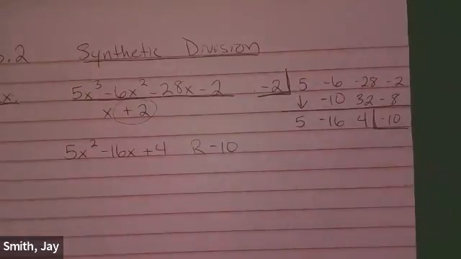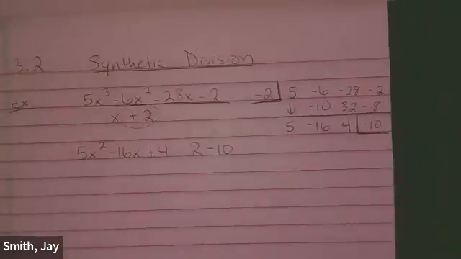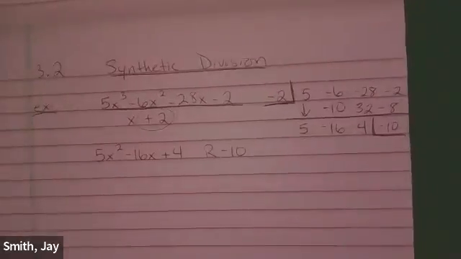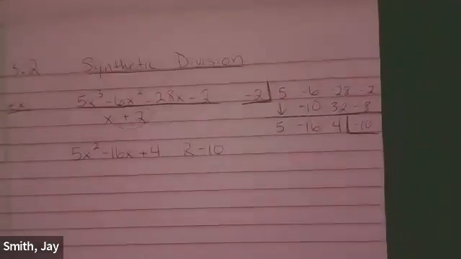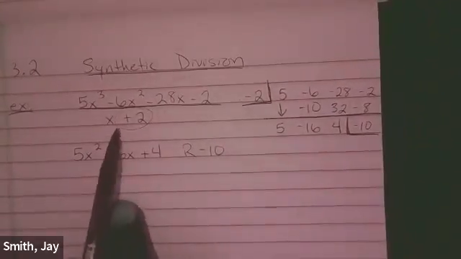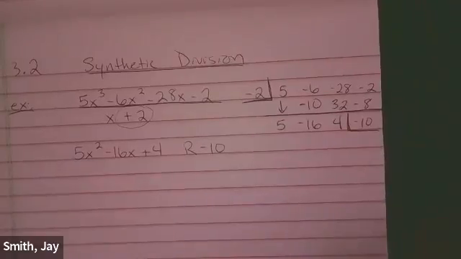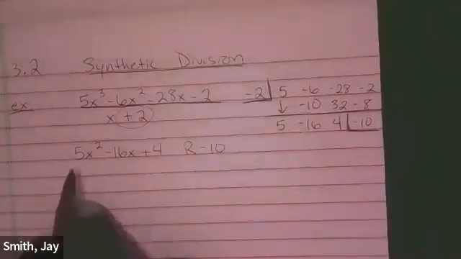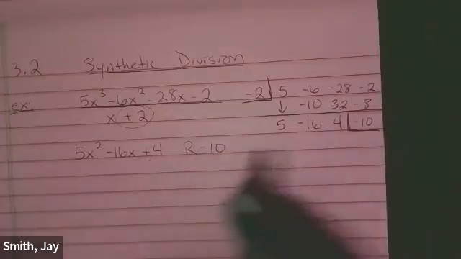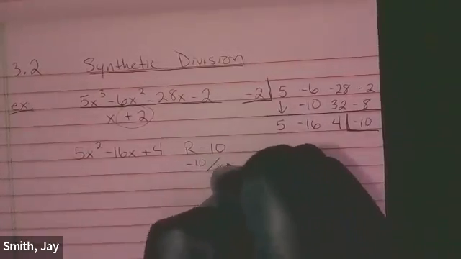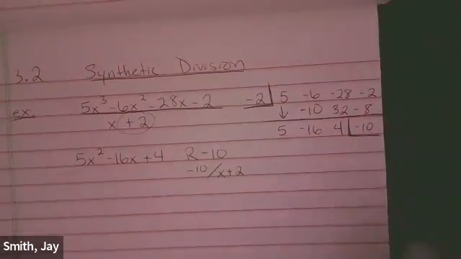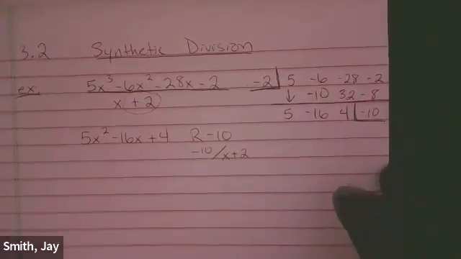Now that's one way they present the answer, dealing with that particular remainder. Another way that we can handle it is that we simply take the remainder, in this case -10, and put it over our divisor, which is x plus 2. So another way we could put it: 5x squared minus 16x plus 4, plus -10 divided by x plus 2. That's another way they can present that exact same answer.